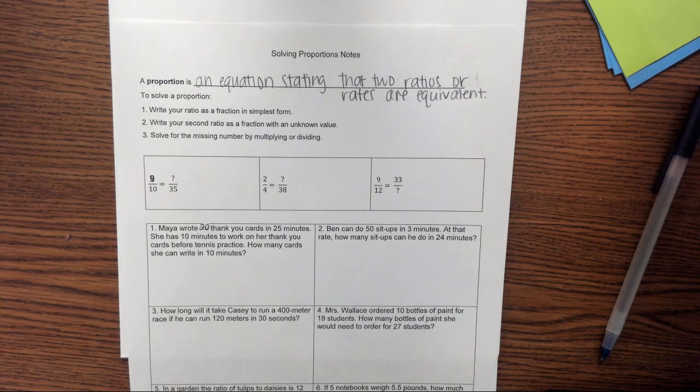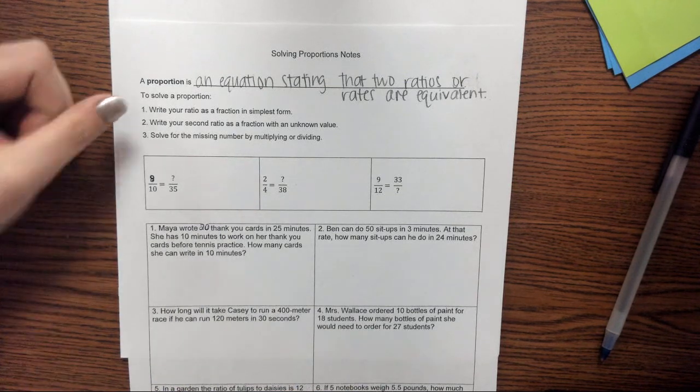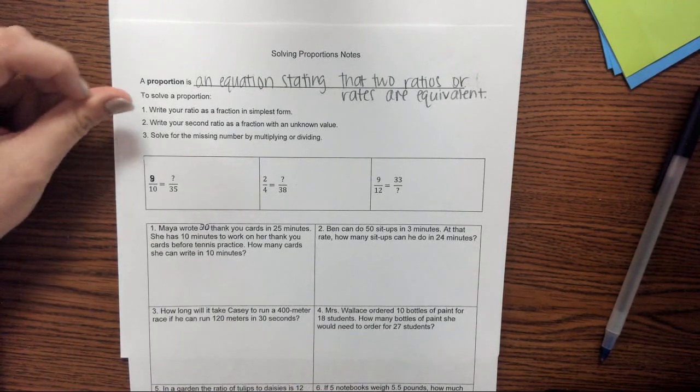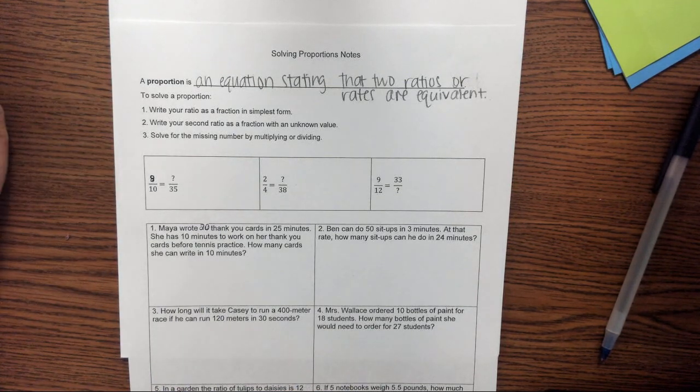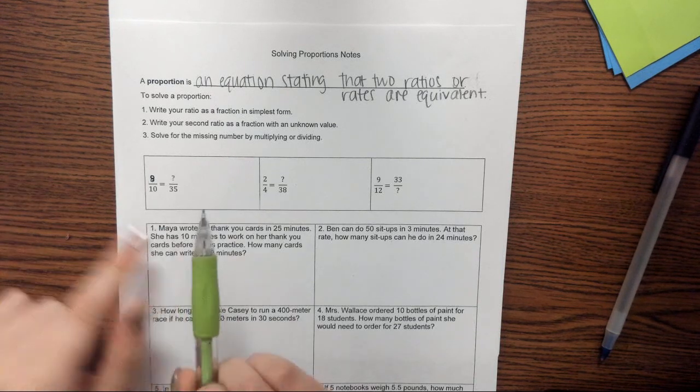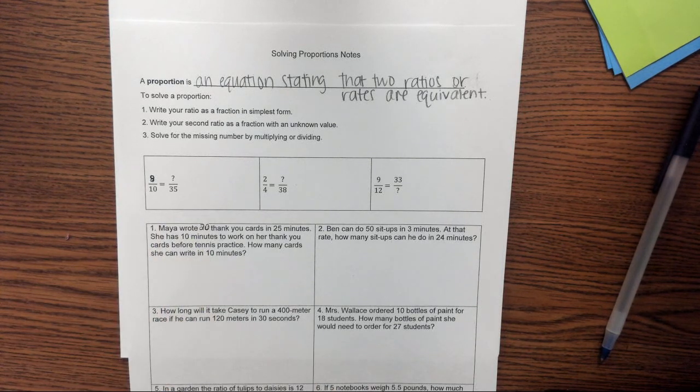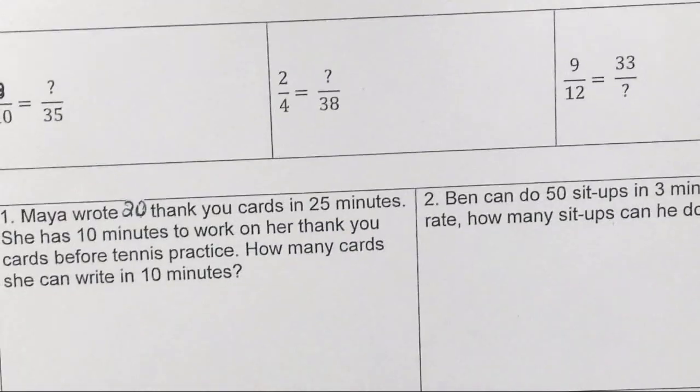Okay, so let's go ahead and get started. To solve a proportion, these are our steps right here. We're going to write our ratio as a fraction in simplest form. Then we're going to write a second ratio as a fraction with an unknown value. And then we're going to solve for the missing number by multiplying or dividing to make an equivalent second fraction. Okay, so the fractions here are already given to us. I'm going to go ahead and zoom in so we can see these a little bit better as I'm working through them.